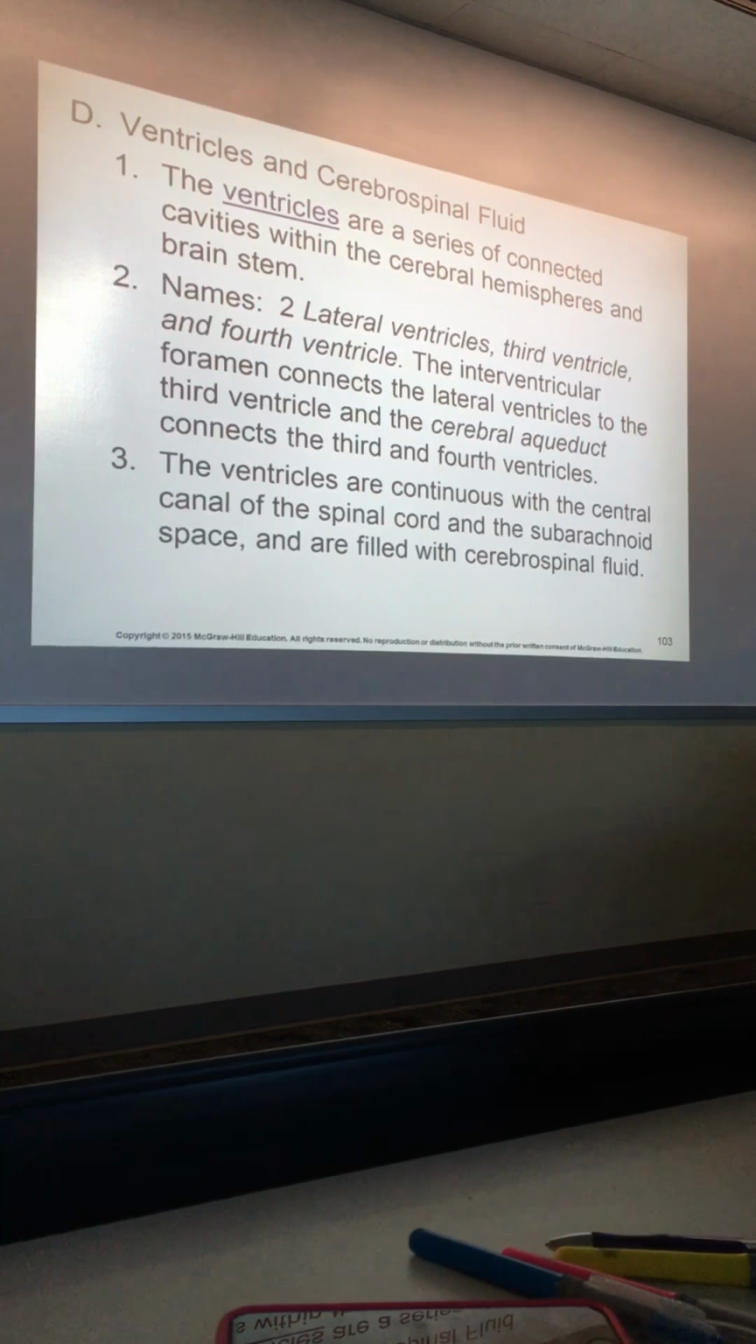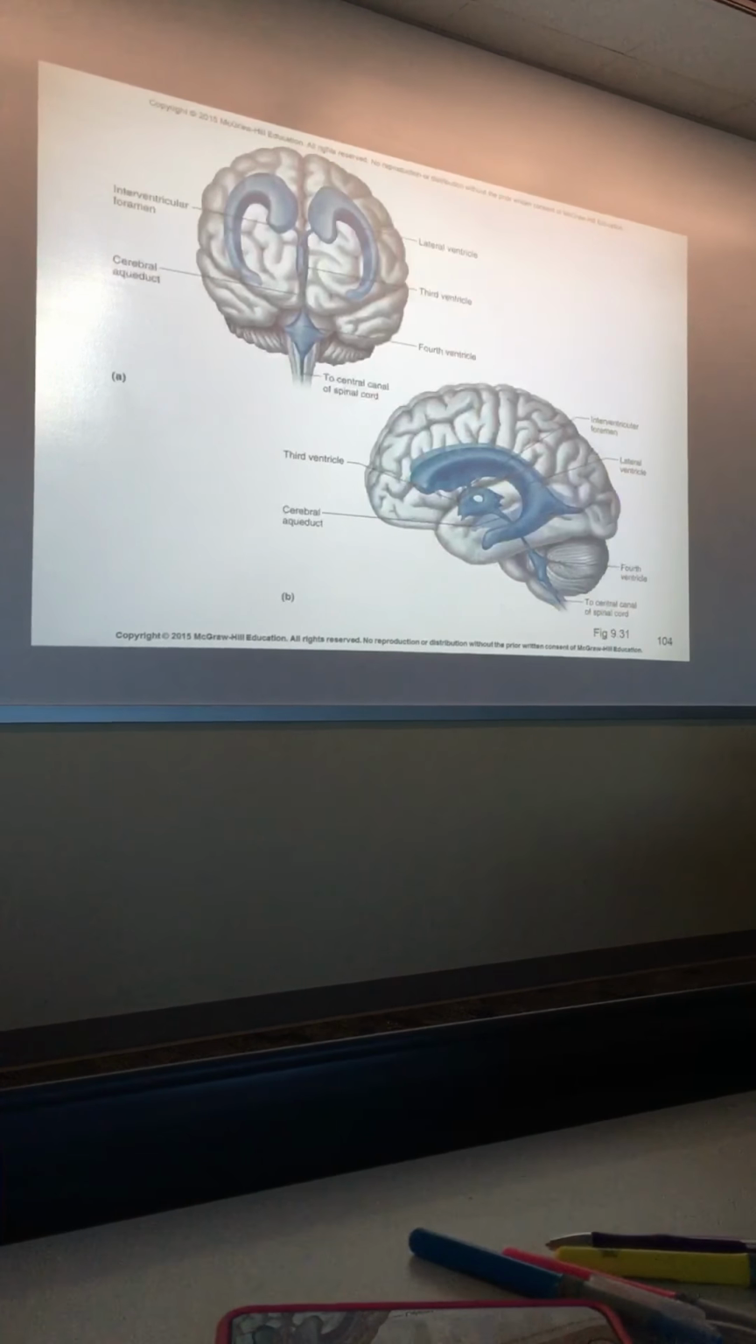You found out that the interventricular foramen connects the lateral ventricles to the third, and the cerebral aqueduct connects the third and the fourth ventricles. We gotta remember that cerebral aqueduct. The ventricles are continuous with the central canal of the spinal cord and the subarachnoid space, filled with cerebrospinal fluid.